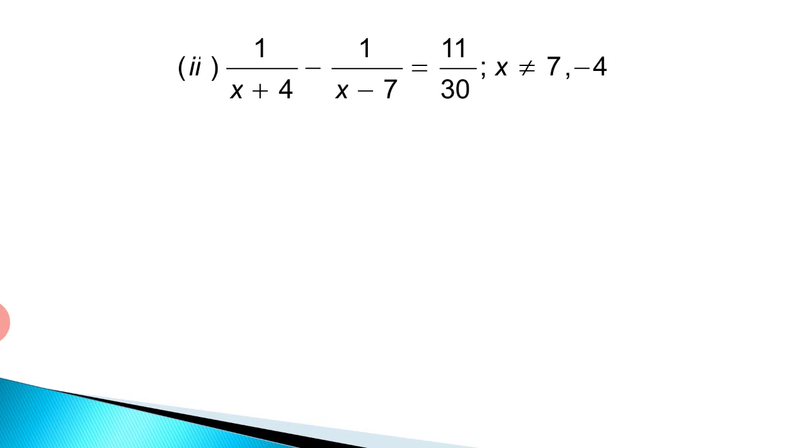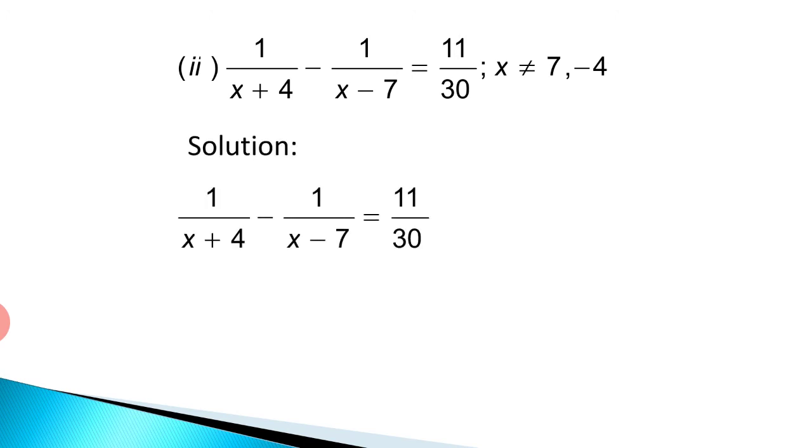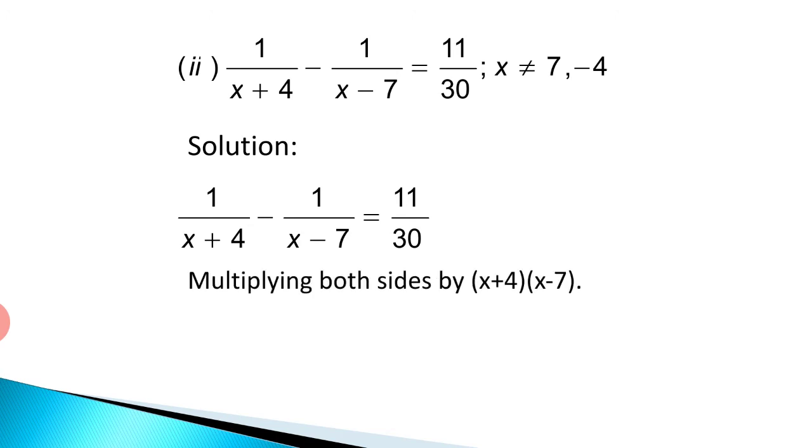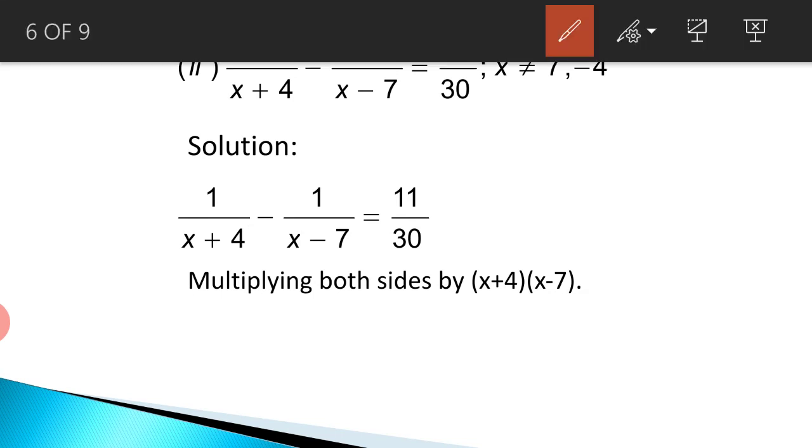Now here it is 1 upon x plus 4 minus 1 upon x minus 7 is equal to 11 by 30. Now again denominator is there, so we will multiply both the sides by x plus 4 into x minus 7. It is sort of taking the LCM. This means LCM of x plus 4 and x minus 7. If it is 1 by 3 minus 1 by 4, what do we take? We multiply both sides by 12. What is 12? Well, it is LCM of 3 and 4.